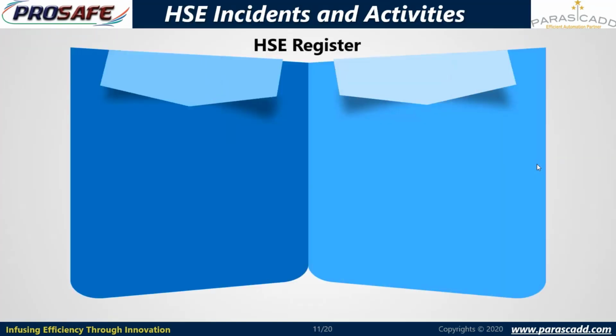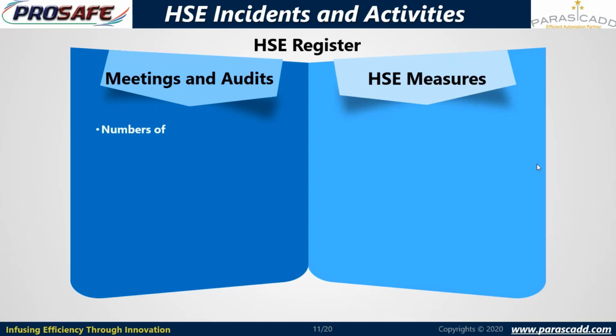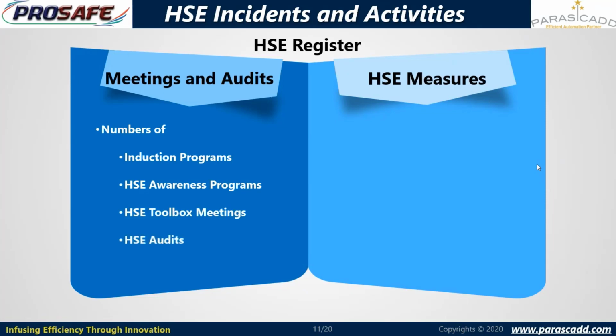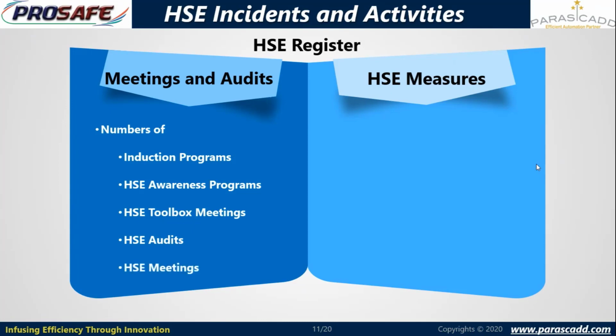HSE incident and activities are recorded in the HSE register, which is divided into two parts: meetings and audits, and HSE measures. Meetings and audits contain the number of introduction programs conducted, HSE awareness programs conducted, HSE toolbox meetings conducted, HSE audits conducted, and also HSE meetings conducted.